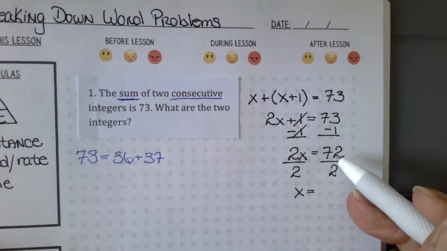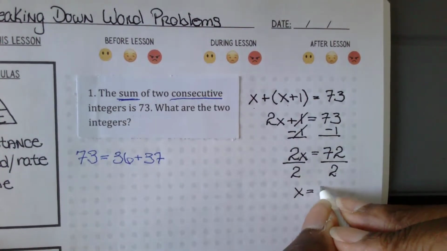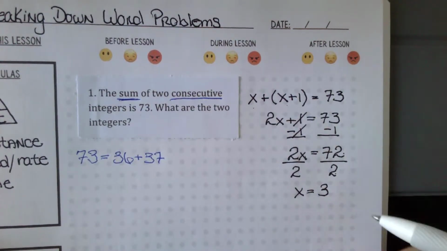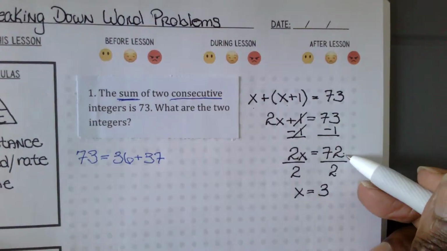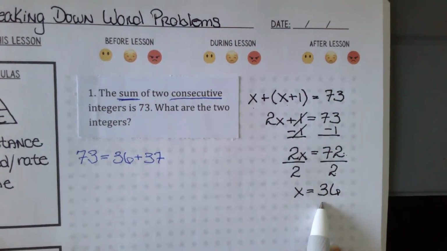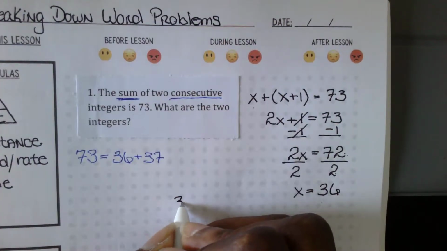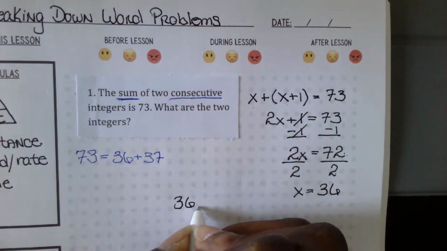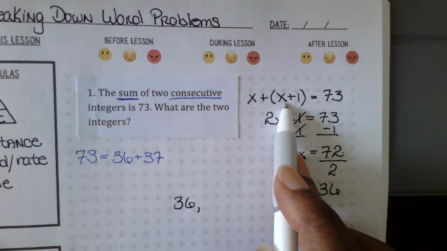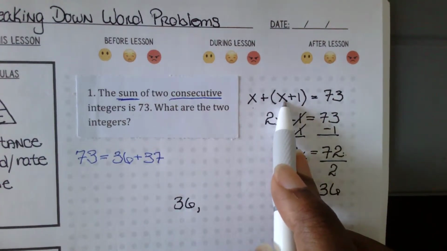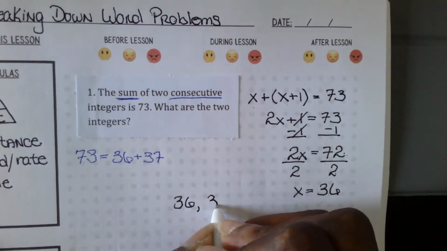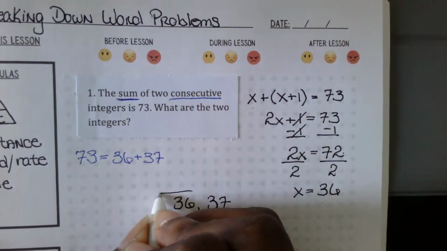So how many 2's can go into 7 without going over? That gives me 3 with a remainder of 1. Once I bring down this 2, it's a 12. How many 2's can go into 12? That would be 6. So that means the first number that we have is going to be 36. That represented the x. So in order for me to find the second number, I have to add 1 to the original x, which is now 36, which gives me 37.